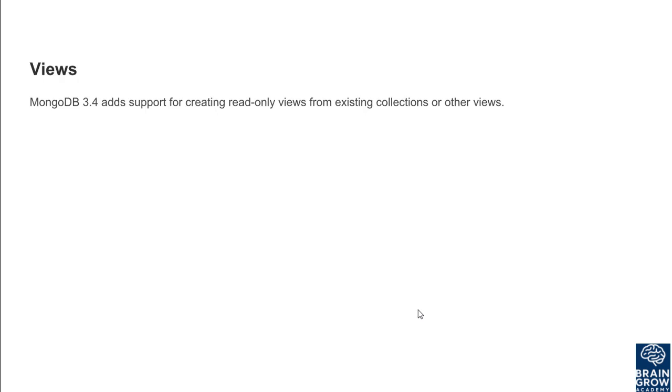We can do this by using db.runCommand, and inside that we can give create colon view, and then we can give viewOn the particular source, like which collection you want to create a view on, and we can specify other things as well. So we'll see how we can create the view.